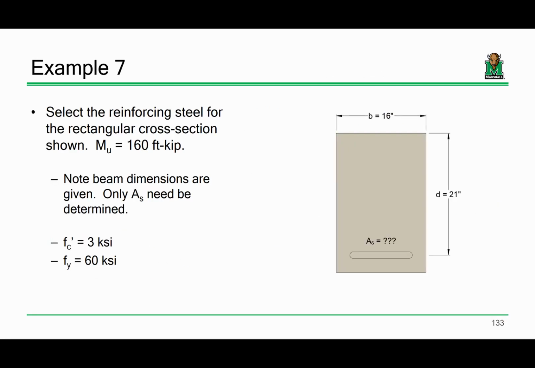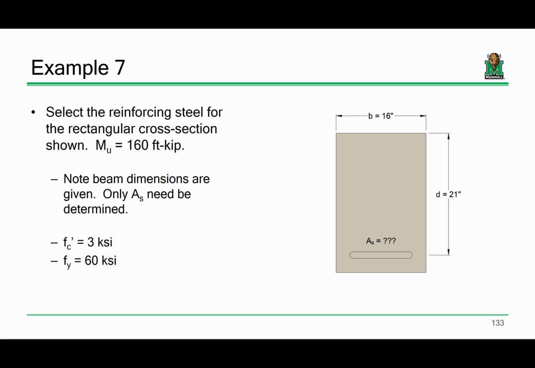So next time we're going to do this problem. We have a beam, and we know what the beam looks like. We know it's 16 inches wide and it's 21 inches tall. And to make your life easier and to make this problem shorter, I'm going to go ahead and tell you what Mu is. Instead of having to go through wL squared over 8 and factored loads and all that, you already know how to do that. So I'm not going to make you do it twice.